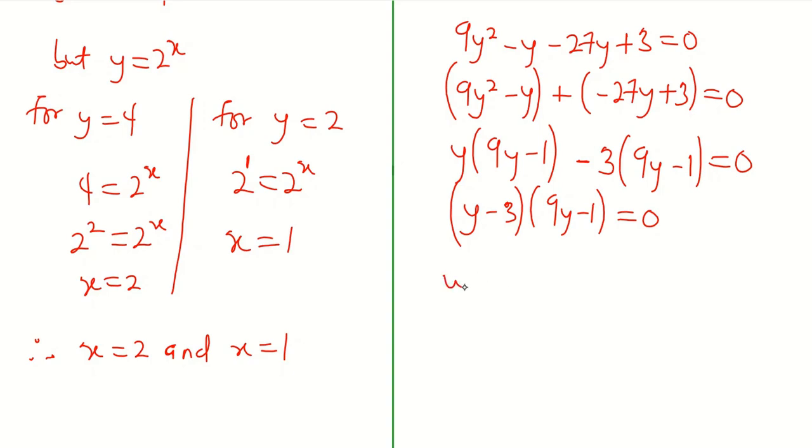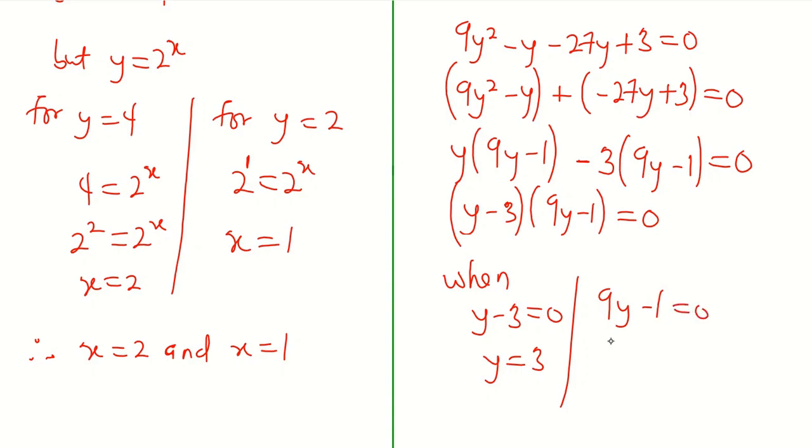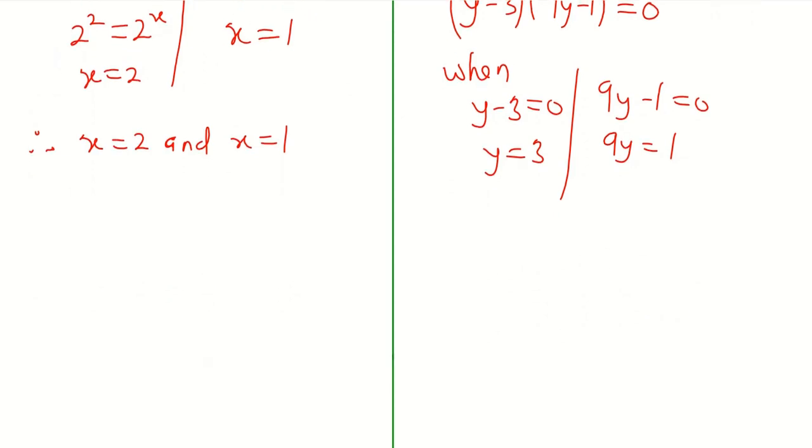So when y minus 3 is equal to 0, then our y value here is equal to 3. In the same way, when 9y minus 1 is equal to 0, we have 9y to be equal to positive 1, and to find the value of y, we have 9y is equal to 1, and so we divide here by 9, we divide here by 9, and so y here is equal to 1 out of 9.